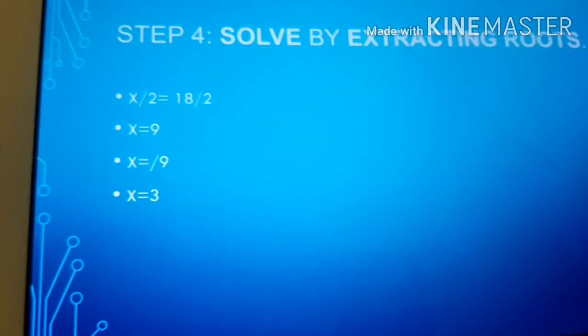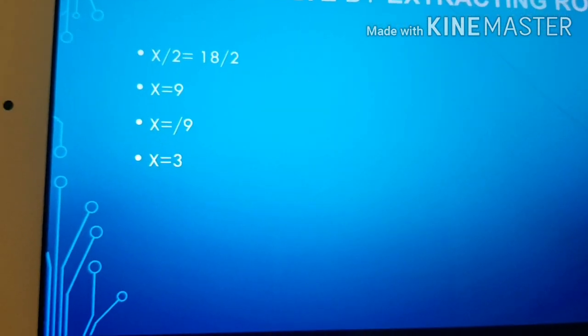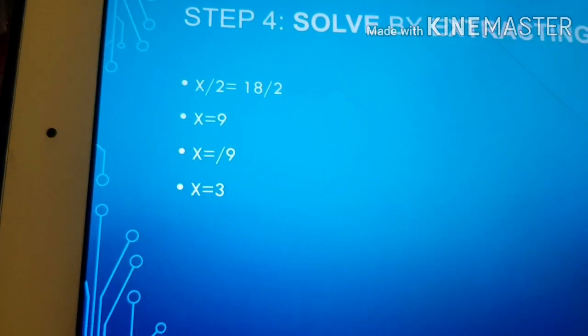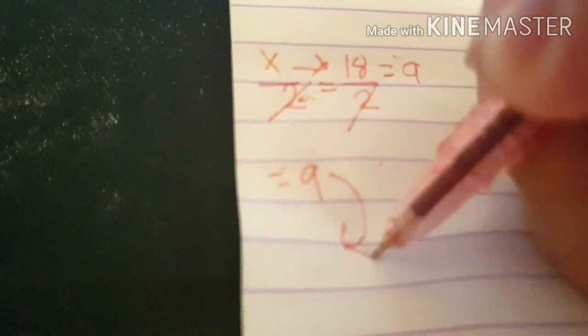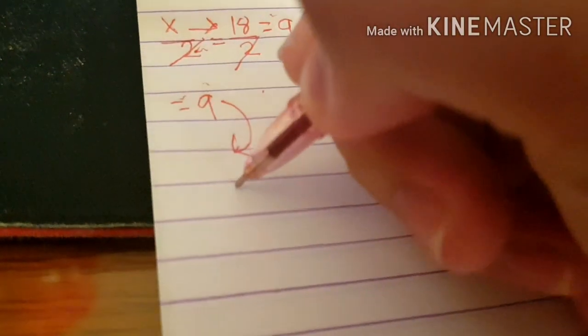Now we're moving on to the fourth step: solve by extracting the roots. That's the same as what I did just now, extracting roots. So now we need to see this answer going back down. Now we'll be extracting the square root of 9 right there. It will become 3.